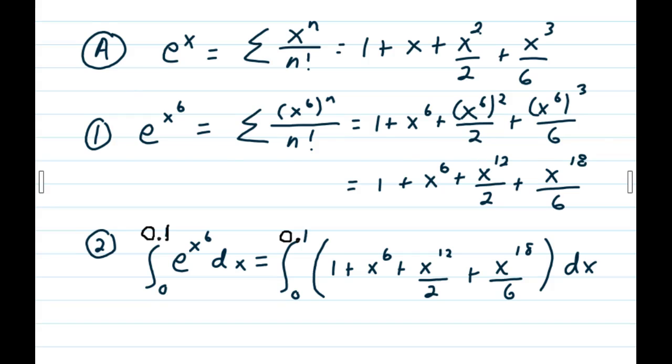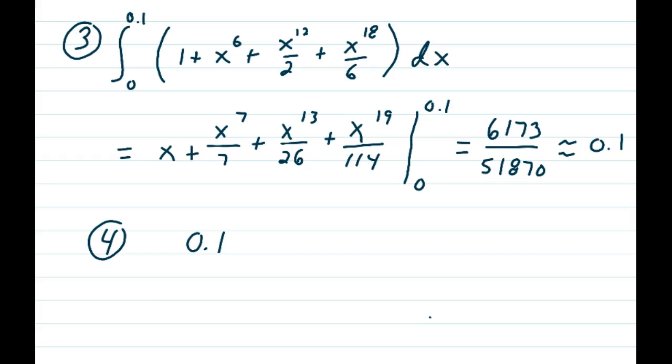power rule. So we take the integral of a 1, that's x. Integral of x to the sixth is x to the 7th over 7. Integral of x to the 12th over 2 is x to the 13th over 26. x to the 18th over 6 turns into x to the 19th over 114. Plug in our values from 0 to 0.1, and we get a value of approximately 0.1.